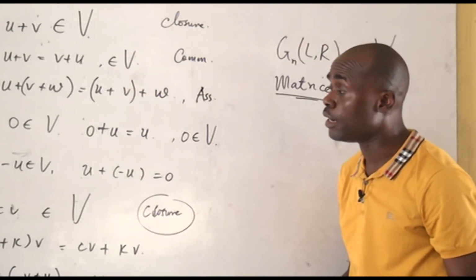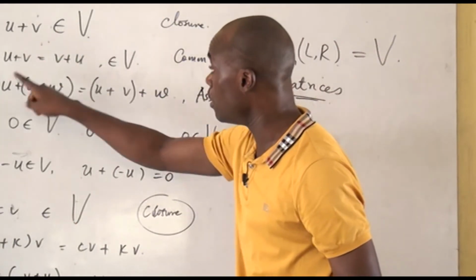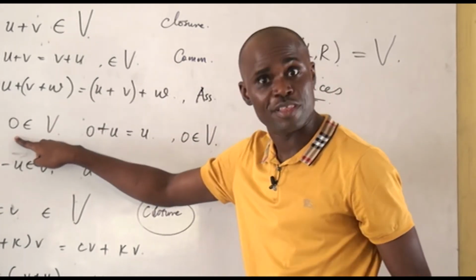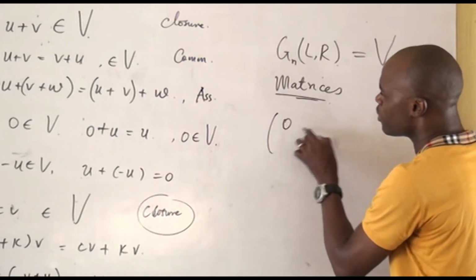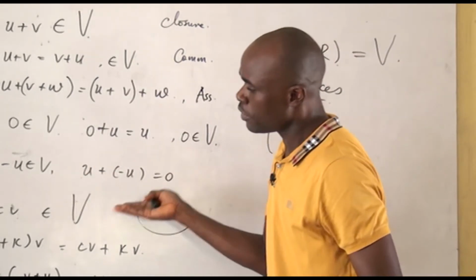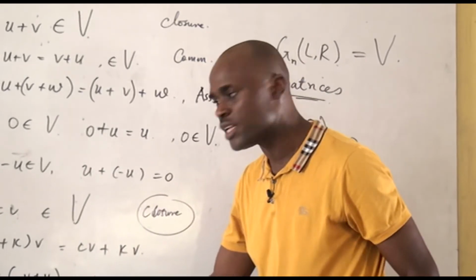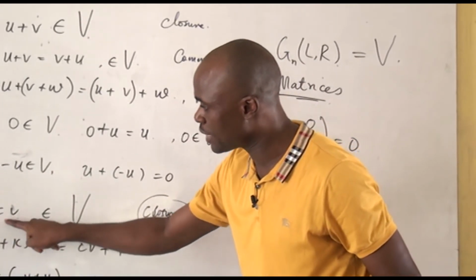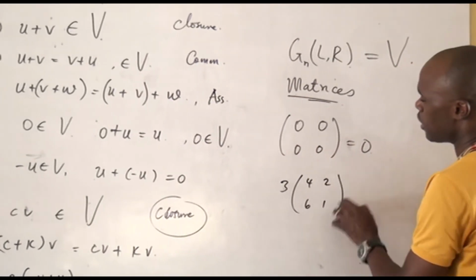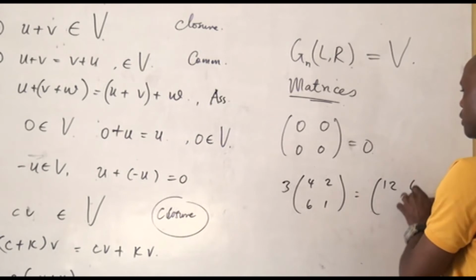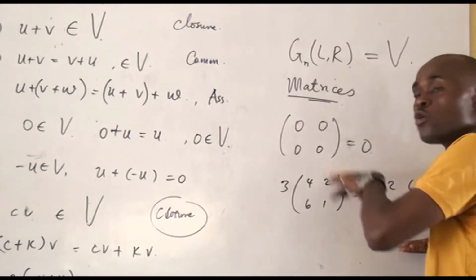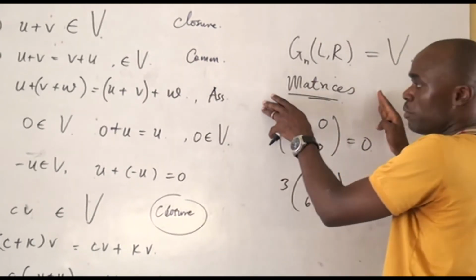Very, very interesting. You can add matrices. You can operate associativity on matrices. You have the zero matrix. Something like this is referred to as the zero matrix. All of these work on matrices, and it's very interesting. You can multiply a scalar with a matrix. You can have something like 3 times 4, 2, 6, and 1, and that will give you 12, 6, 18, and 3. See, this is another matrix. So all these properties are satisfied when we're talking about matrices.